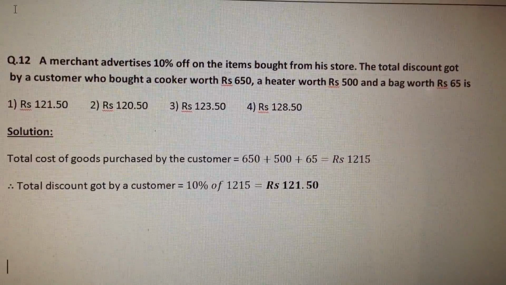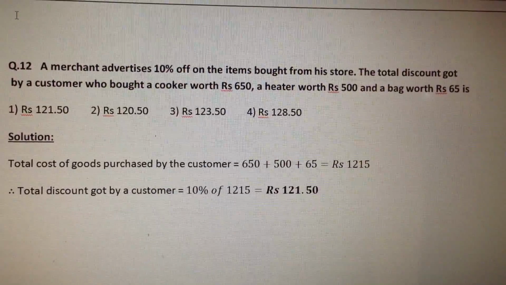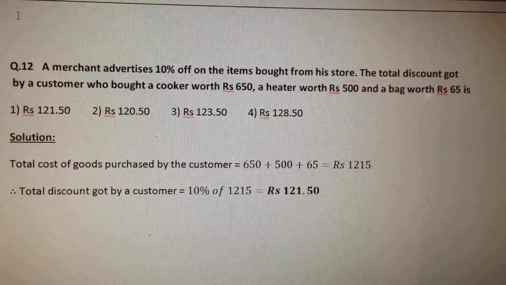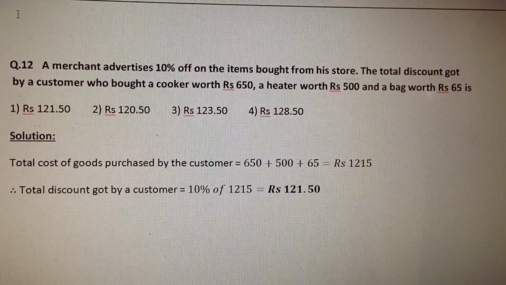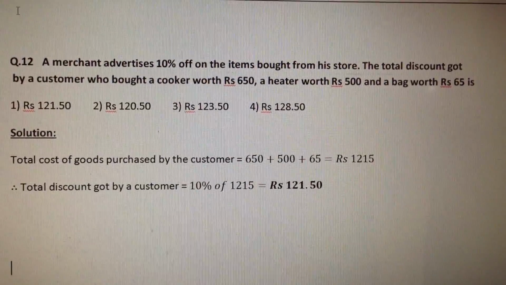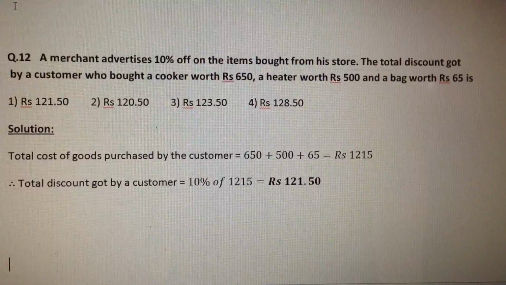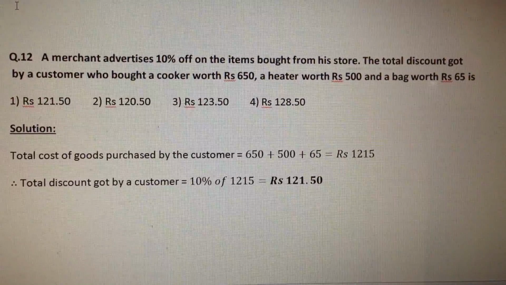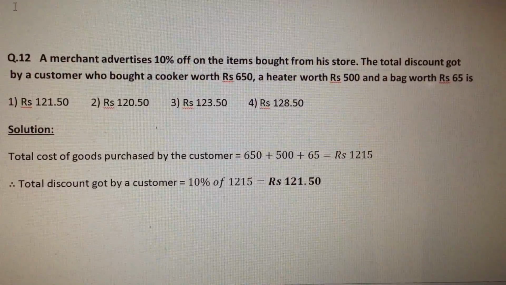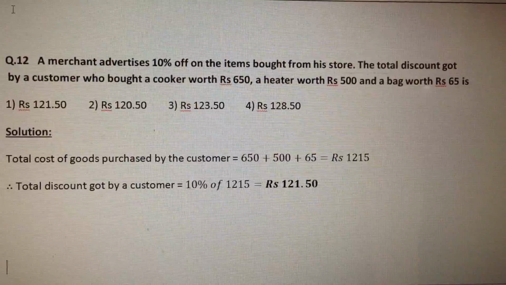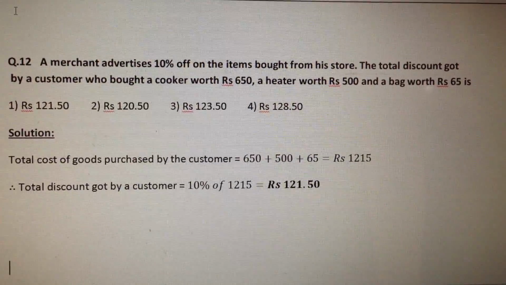Next question. A merchant advertises 10% off on the items bought from his store. The total discount got by a customer who bought a cooker worth rupees 650, a heater worth rupees 500 and a bag worth rupees 65 is dash. This is a very simple question.